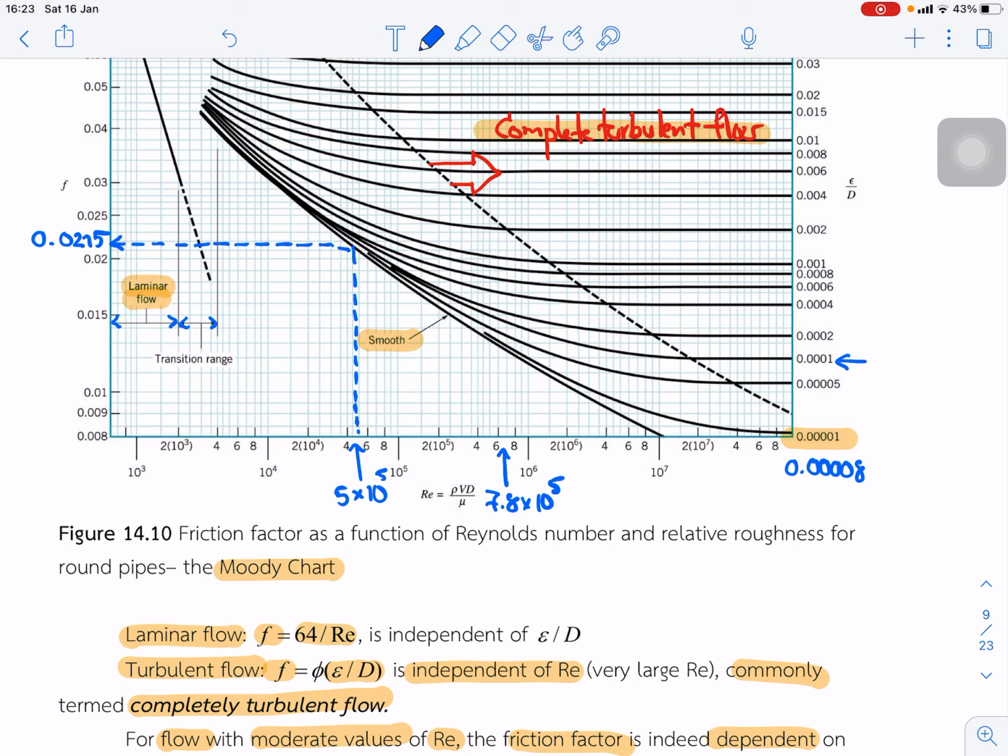The roughness is about this, I think 4.5 times 10 to the power minus 5, and we got this location and project to find the friction factor, which is about 0.0125. Okay, 0.0125.